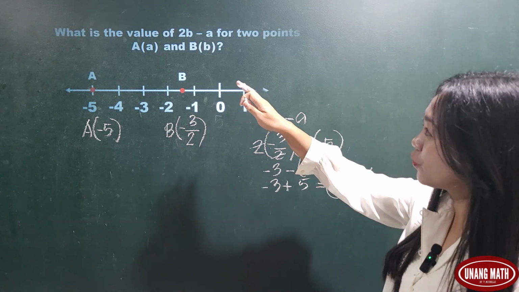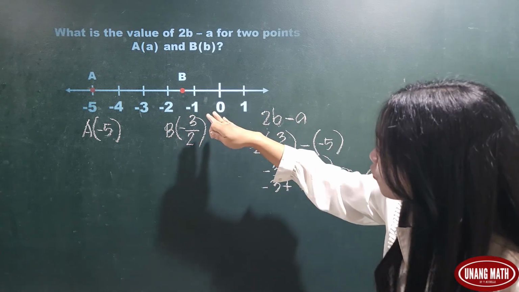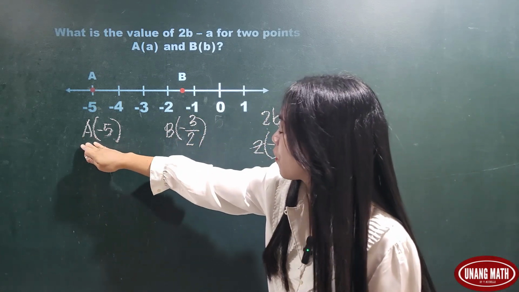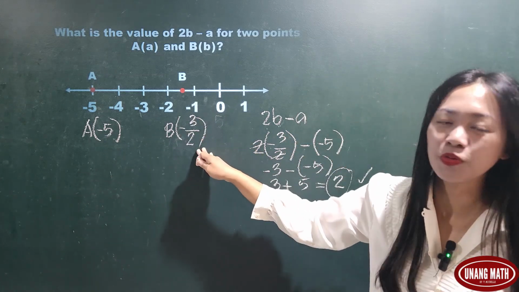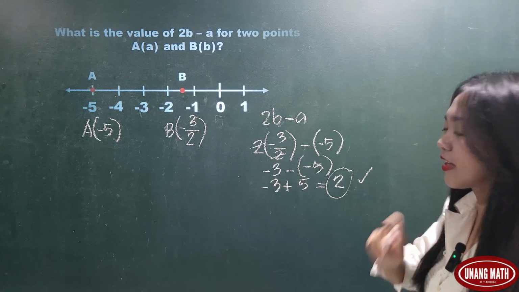So the value of 2b minus a for these 2 points, coordinate of a is negative 5, coordinate of b is negative 3 over 2. The value is 2.